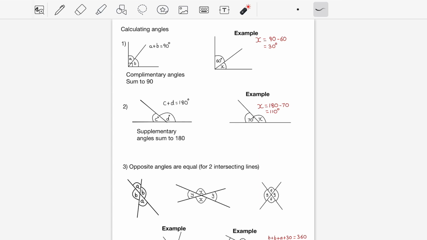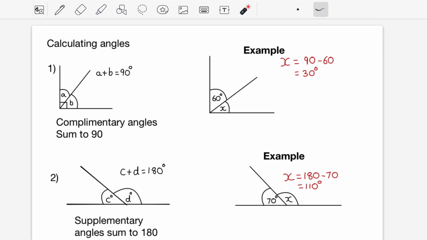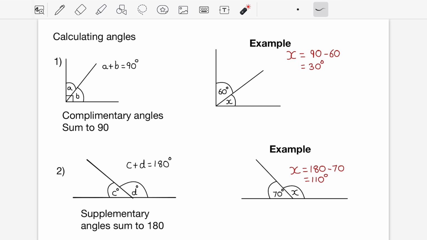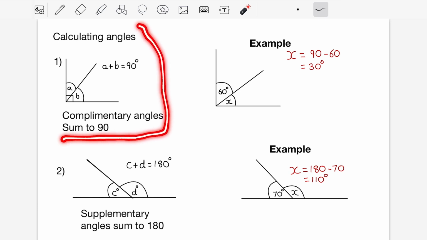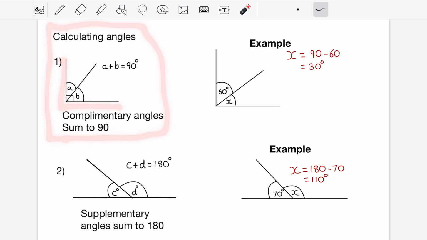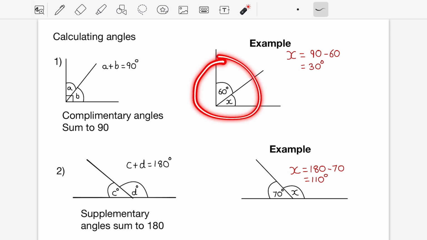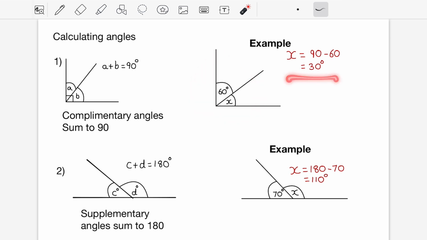So here we have some new rules, or new types of angles. Complementary angles. These angles sum to 90 degrees. So that's like a right angle. A plus B will be equal to 90 degrees. So if we are given A or B, or one of the angles, we can find the missing one. And here we have an example. 60 plus what will give you 90? 60 plus 30.